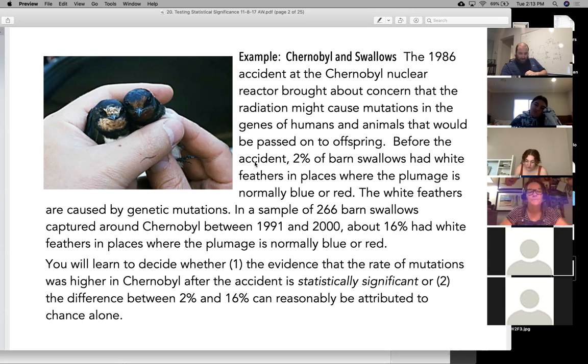So the case here in the Chernobyl example is whether or not having a sample of 16% mutations is so far ahead of 2% that we say, okay, something must have gone on here or not. Now, we don't have the math yet for it. It's just a conceptual example. You will learn to decide whether the evidence that the rate of mutations was higher in Chernobyl after the accident is statistically significant, or can it reasonably be attributed to chance alone?